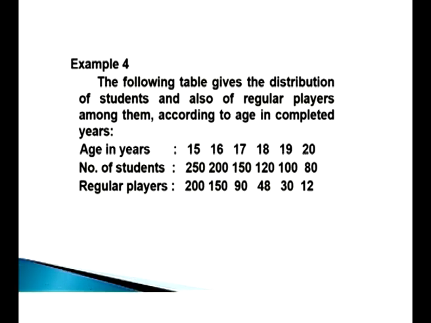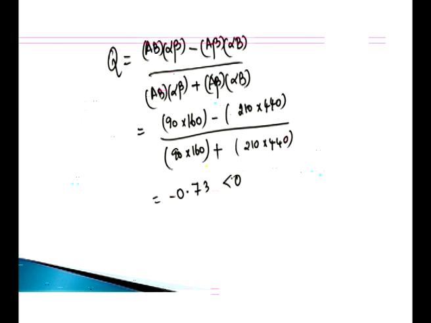It means the two attributes are negatively associated, that is the number of students who are major or minor is not at all associated with the players are regular or not regular. So, this is what the information we have arrived from the given data. Now, so far we have discussed the measure of association called coefficient of association.